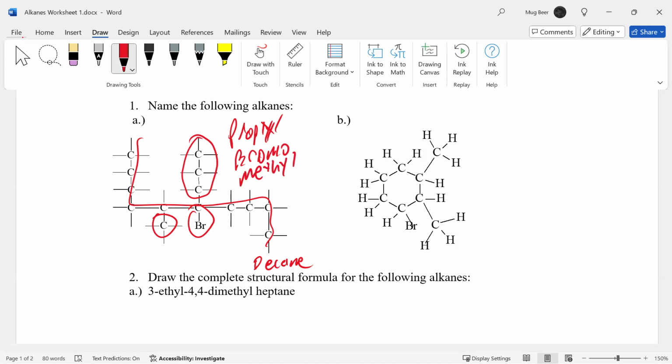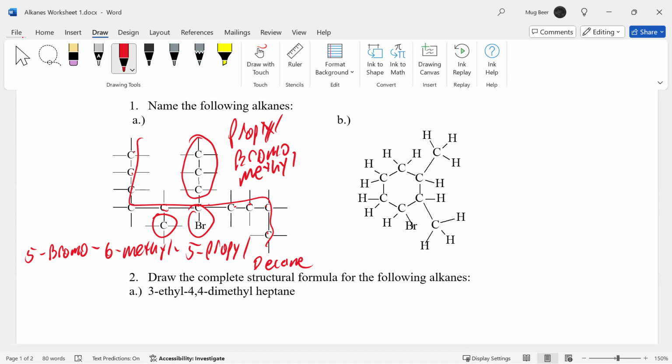Okay. Then it's got to be alphabetical. And then I have to designate the numbers. So 1, 2, 3, 4, 5, 1, 2, 3, 4, 5, 6. So it's going to be starting from the bottom right-hand corner, because that's going to give me 2 5 numbers as opposed to 2 6 numbers. So the first one is going to be 5 bromo. Then the next one is going to be 6 methyl. And then it's going to be back to 5 propyl decane. That work? Is that alphabetical? Is that in order?